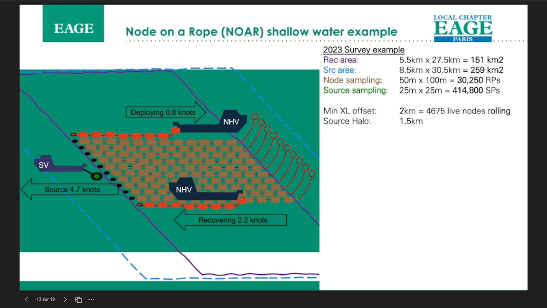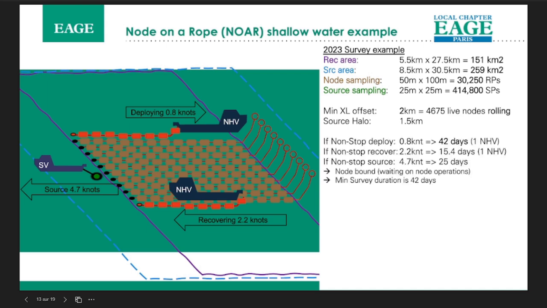recording. And then we do a little bit bigger on the source side because, again, we've got plenty of time and it increases the imaging a little bit. If you look at the node handler itself, then it's working, in this survey, at about 0.8 knots, and that's 42 days to acquire this particular geometry. Picking up would be 15 days, and the source is going faster again, so you only require 25 days because it's a bigger patch. So again, you're only as good as the slowest element of your operation.